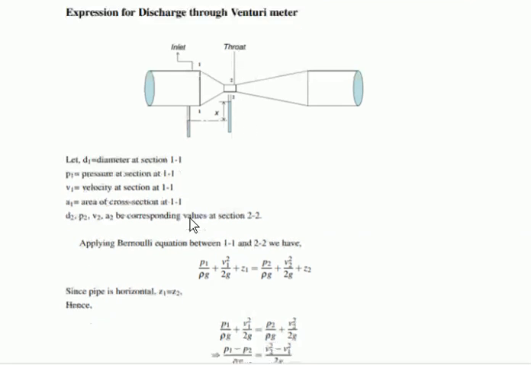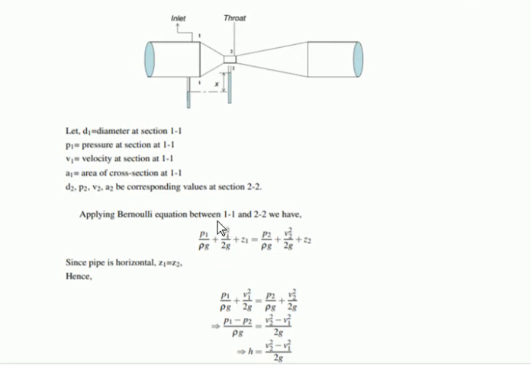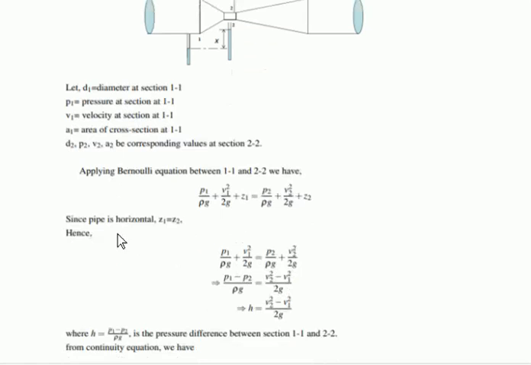Now, applying Bernoulli's equation between 1-1 and 2-2, we have P1 by rho g plus V1 square by 2g plus Z1 at cross section 1, which is equal to P2 by rho g plus V2 square by 2g plus Z2. This is Bernoulli's equation applied to sections 1-1 and 2-2. Since the pipe is horizontal, Z1 is equal to Z2, so these two terms get cancelled.